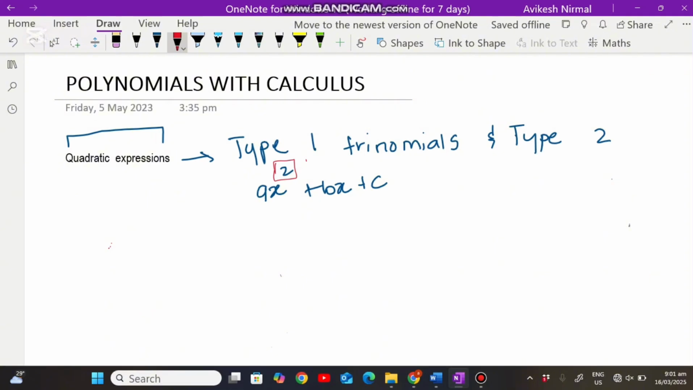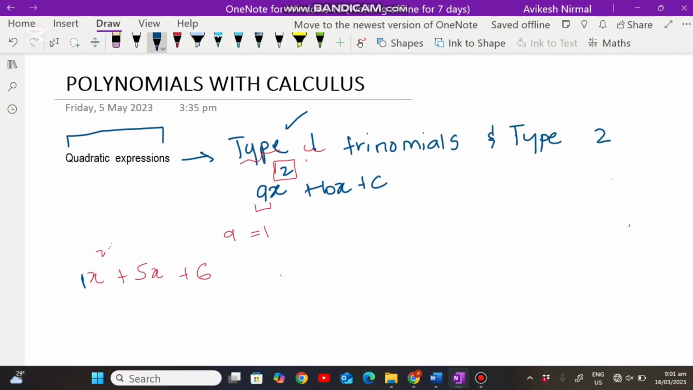So in type 1, the coefficient of x squared, which is a, is equal to 1. So you can say that a is equal to 1. You'll see expressions such as x squared plus 5x plus 6. As soon as you see the coefficient of x squared is 1, that's a type 1 trinomial, and I'll teach you how to factorize these in a while.